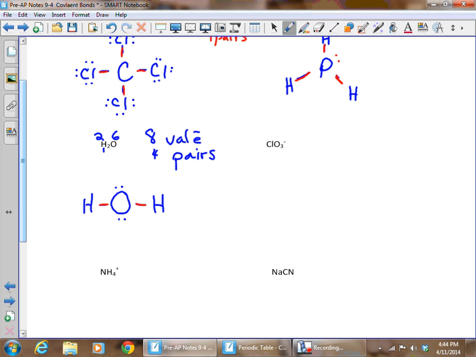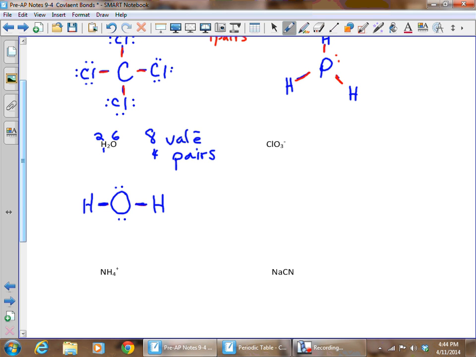Oxygen does, and it has its 8 valence electrons around it. I know this is the first time we've done this, so just keep in mind that those dashes are actually representing 2 electrons each. So that's what's giving us our octet around oxygen.